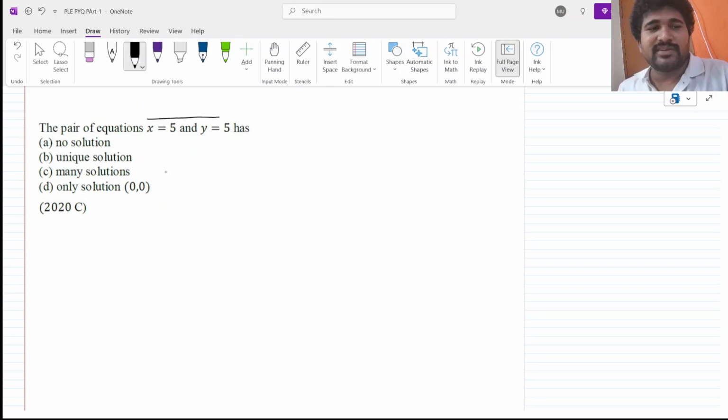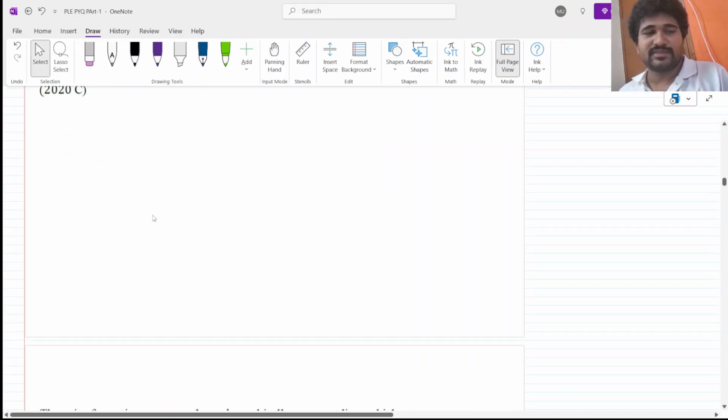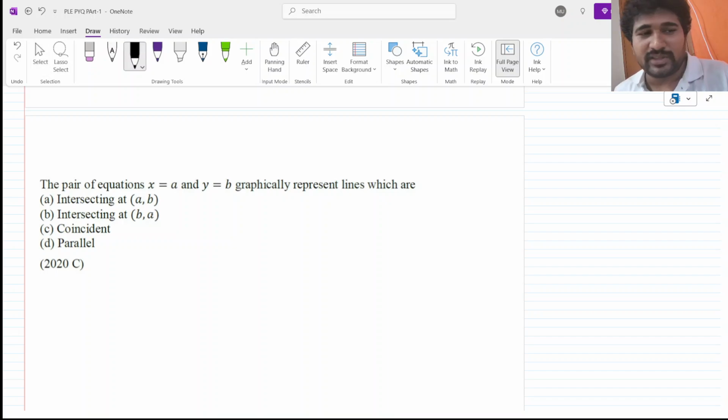Parallel or what is this? Intersecting at 5 comma 5. That means they will have a unique solution or which solution? Unique solution. What is that solution? 5 comma 5. Understood that now? Yes. Now what about this?